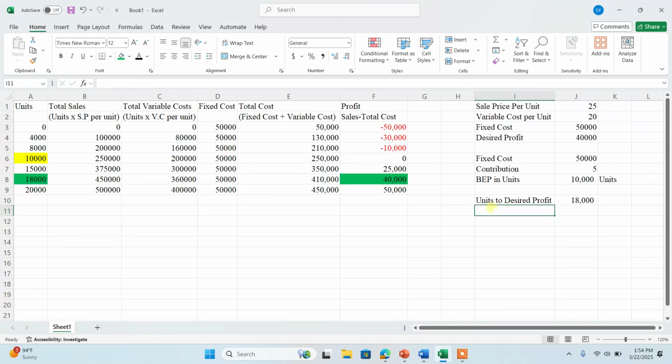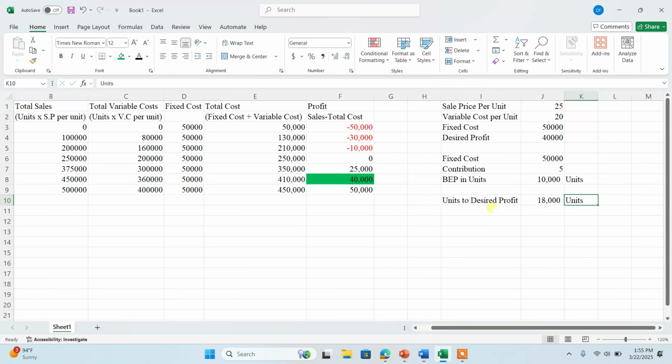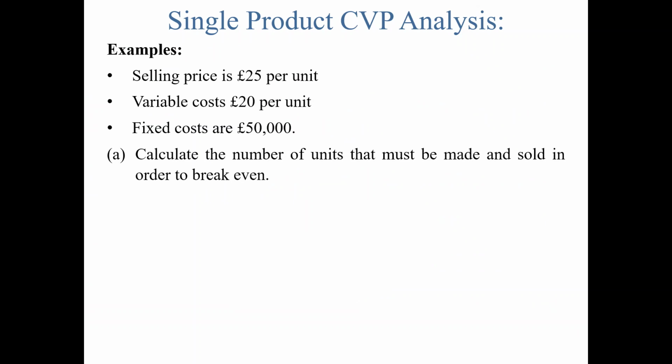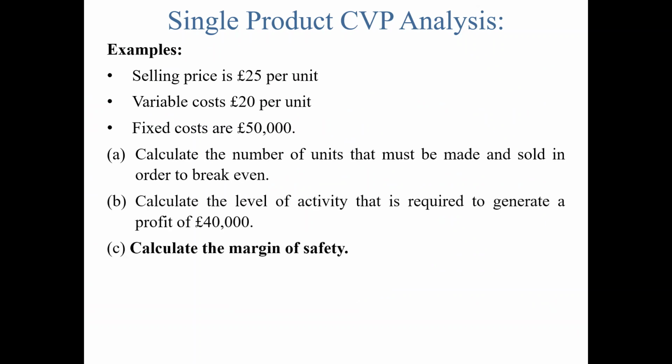So that shows that if I'm producing 18,000 units, I can achieve my target profit, which is 40,000. Now let's check the third requirement, which is to calculate the margin of safety.